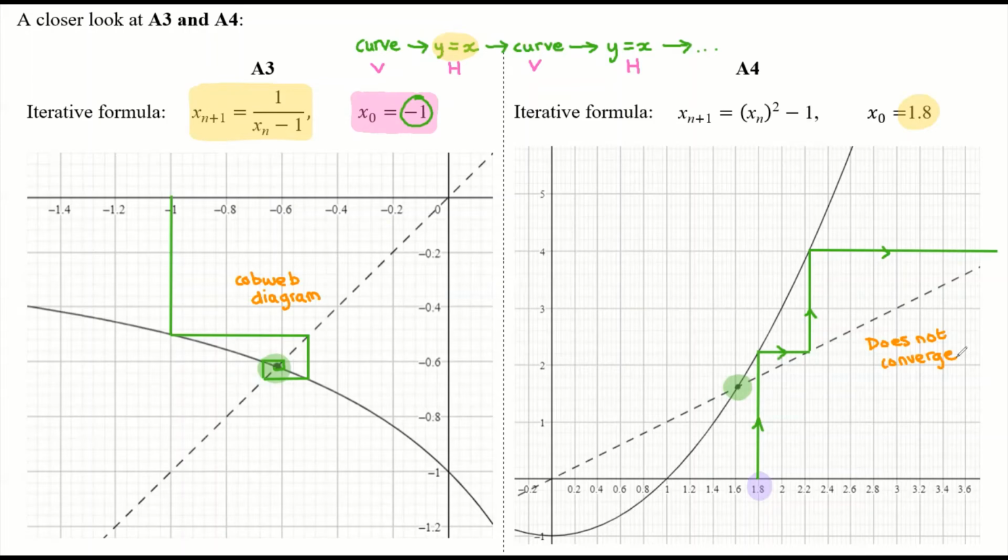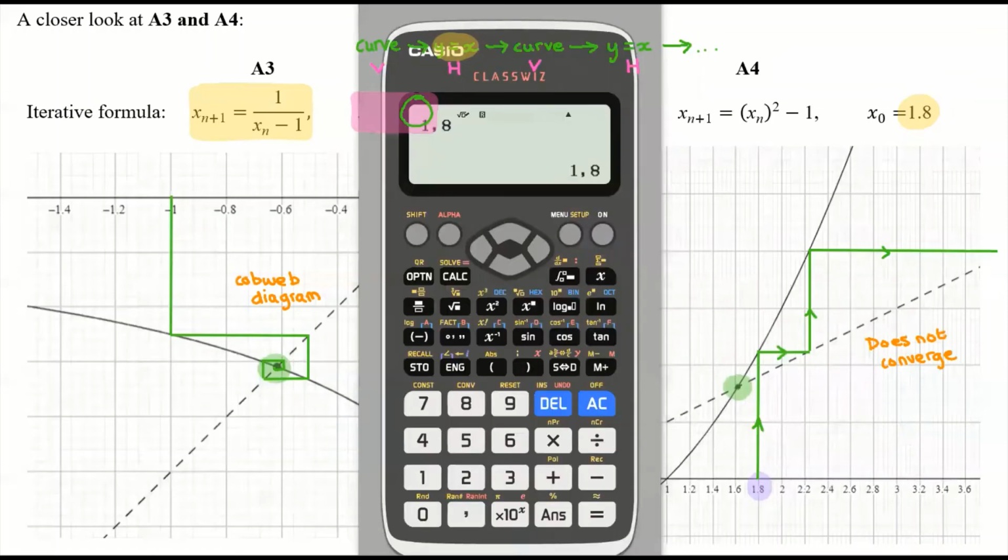All right, so I can just show you this very briefly. Okay, so I've just plugged in 1.8 as my starting value, and I'll just erase this so it's not obscuring the calculator screen. Then if I set up my iterative formula now, the iterative formula here says I have to square my previous value and then subtract 1. So it's going to be answer squared subtract 1. Okay, let's see what happens. So I'm going to press equals. That generates my next point, which is 2.24.